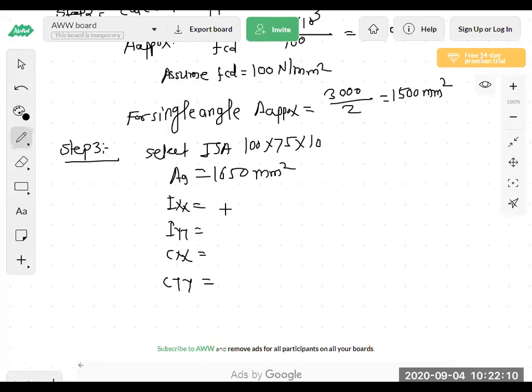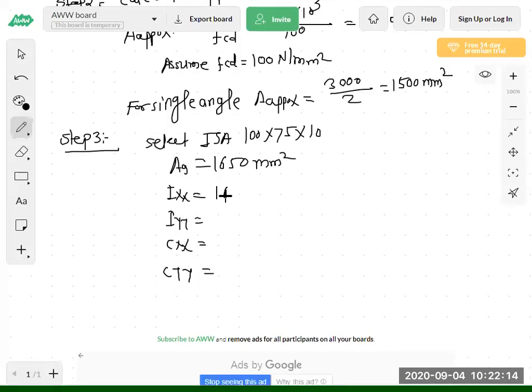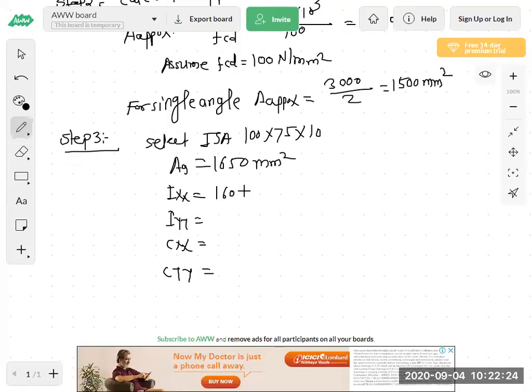Okay. So these properties you have to find for this selected section 100 by 75 by 10. Tell me, IXX is equal to 160.4 into 10 raised to 4 mm raised to 4. See, 160.4 is given in centimeter raised to 4, so we have to multiply by 10 raised to 4.